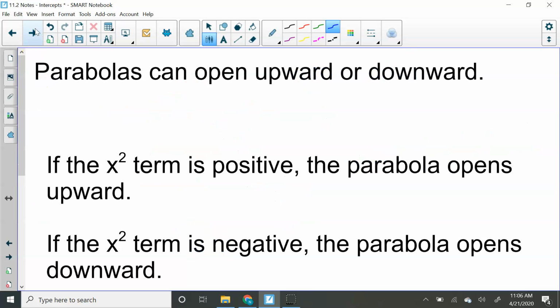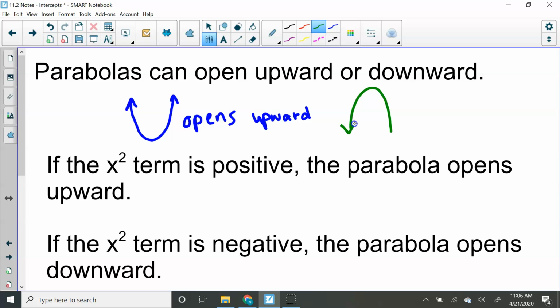There's one more thing that we did not get to. Parabolas, I've already shown you, can open upward or downward. So you can have a parabola that looks like this, that opens upward. Sometimes I call those the smiley face or the happy face parabolas. You can also have parabolas that look like this, that open downward.